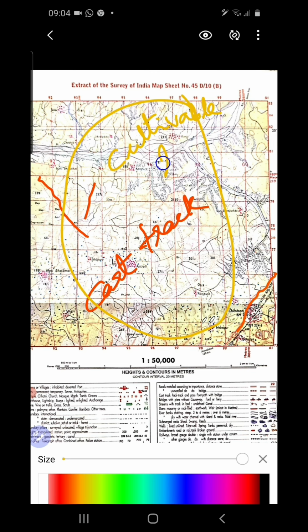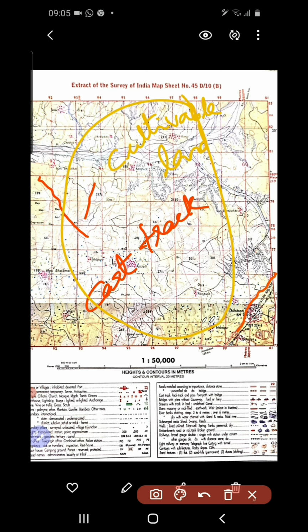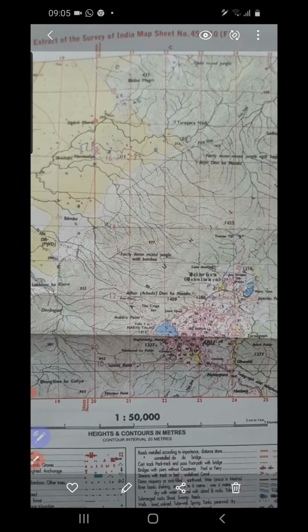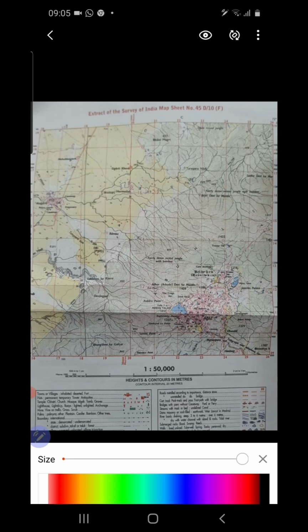Cultivable land. Now you can also see some white patches in between. In this map it may not be that clear. Yes, I'll show you in this. It may be clear from this. You see the yellow color cultivable land, and some white patches can also be observed. What is meant by these white patches? Whenever you see white patches, they are not suitable for cultivation. This land is not suitable for cultivation. Then you see this green color all over the map. This is a forest region.